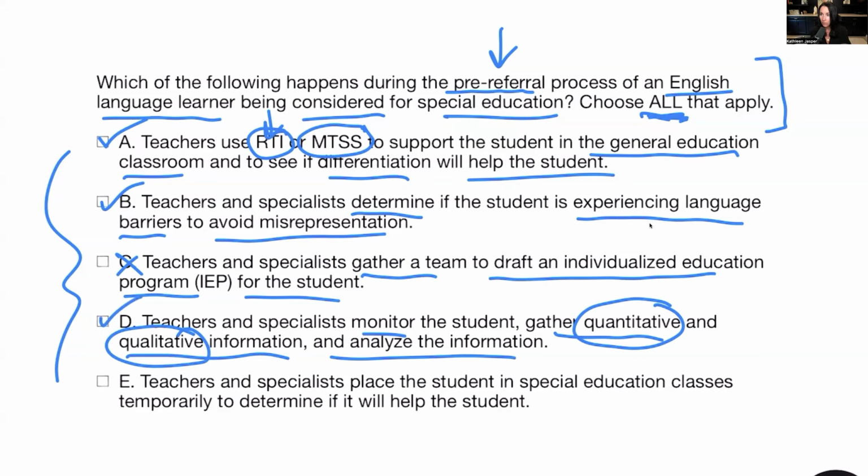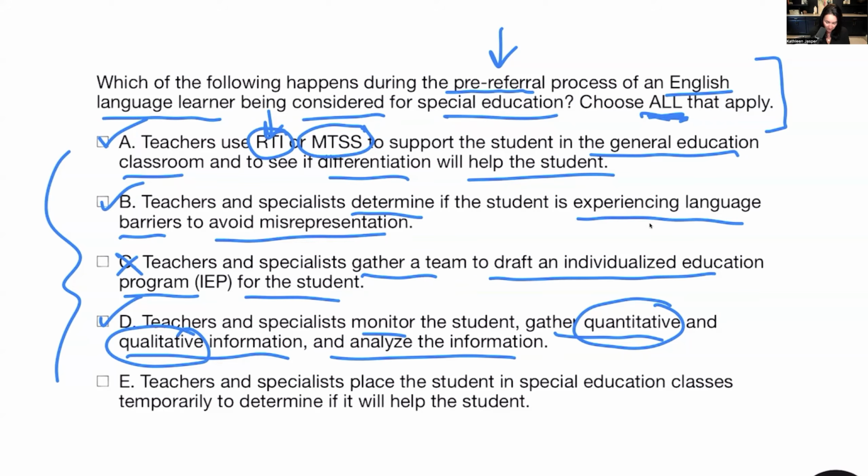Yes, we're gathering data. We don't just throw people in special ed. We gather the data. We analyze it to see if special education is indeed what the student needs, or if the student just needs scaffolding and interventions in the general education classroom. So right now I have A, B, and D. Let's have a look at E.